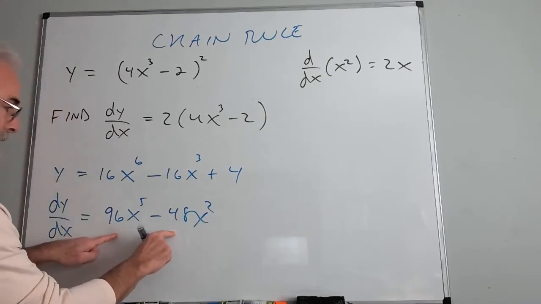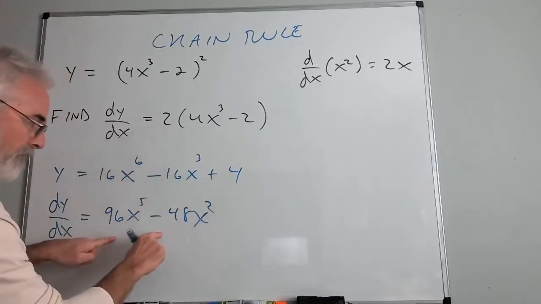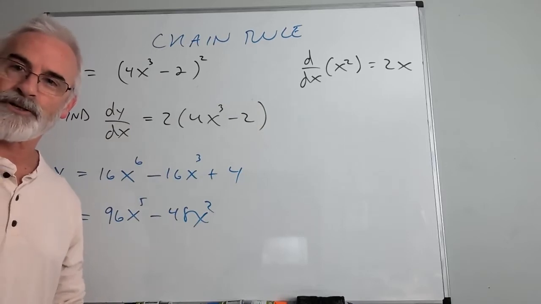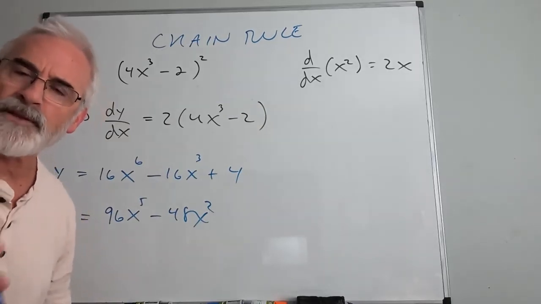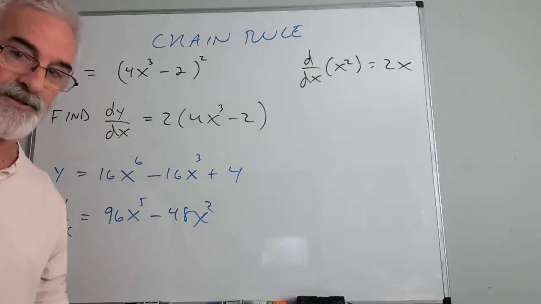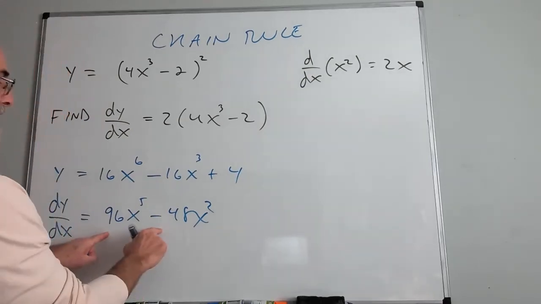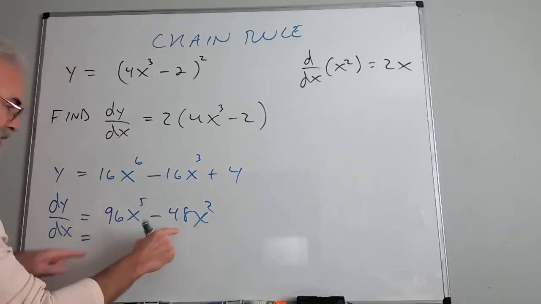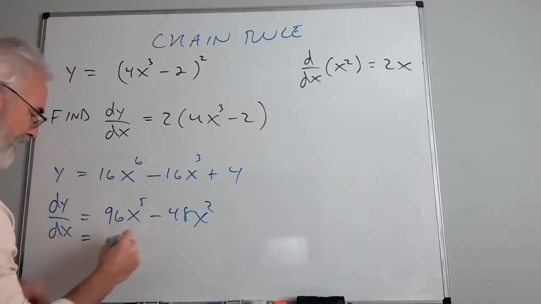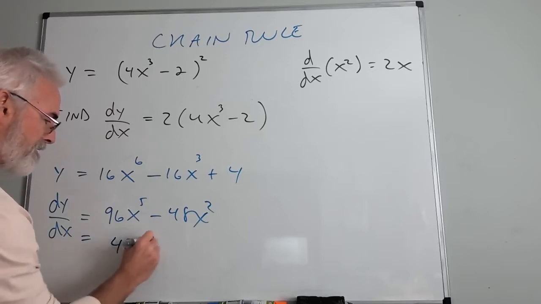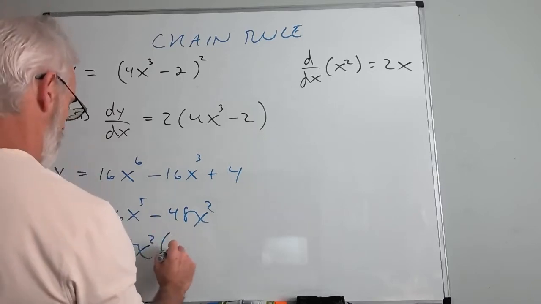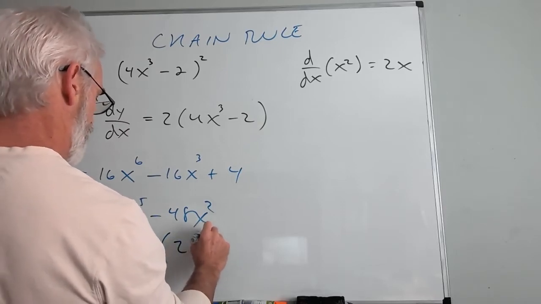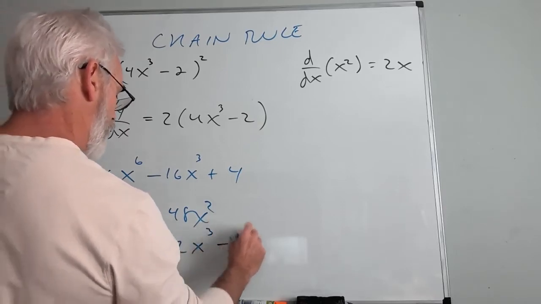And you know what? These are not equal. So this can't be the right approach. Or it might be the right approach, but I'm just not finished. Let's go back to here and see if we can factor this. Can I factor anything out of this? Well, I think I can factor out a 48 and an x squared. And that would leave me with 2x to the 3rd power minus 1.